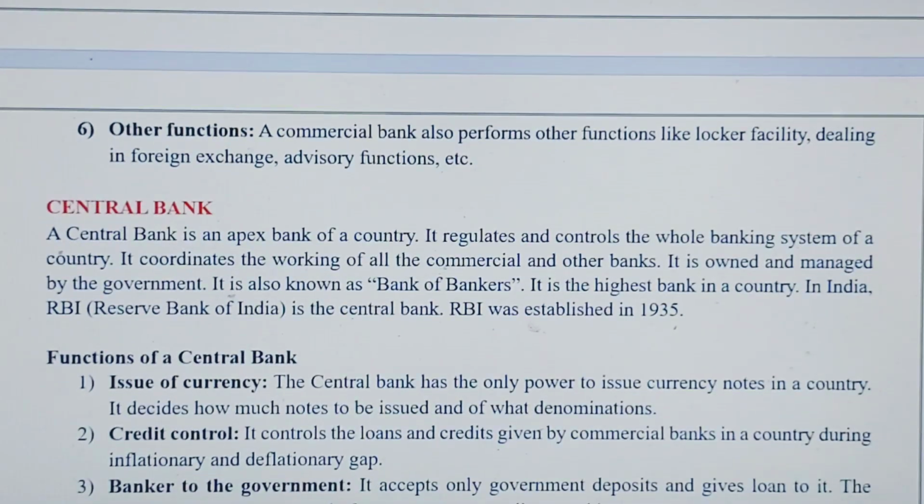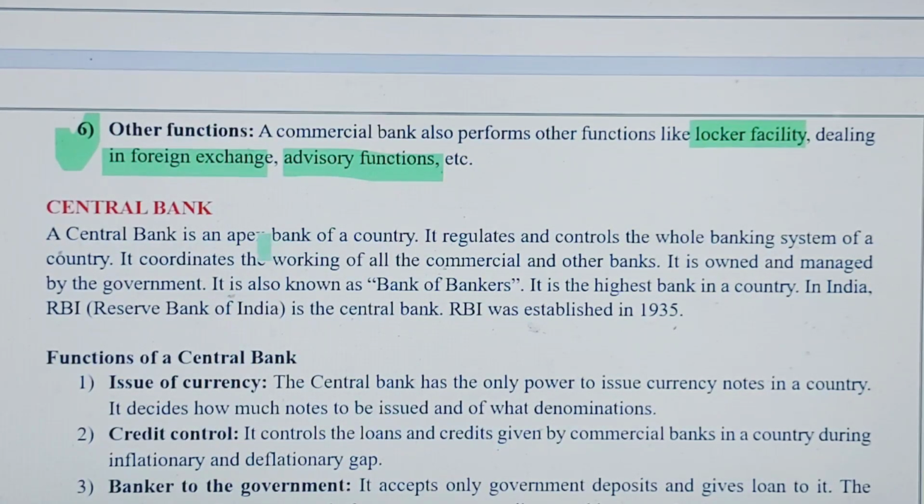Okay, one more type of function is there, that is miscellaneous function, that it also provides facilities like locker facility, dealing in foreign exchange, then advisory functions are there. So these are a few miscellaneous functions of a commercial bank.